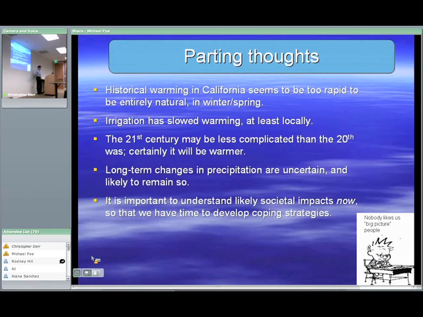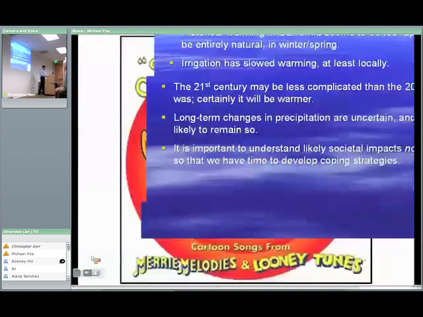Changes in precipitation are uncertain, and I'm really not optimistic about narrowing that uncertainty. I did show you though that a lot of the impacts on the hydrological cycle result from warming and are pretty robust. So it would be important to understand what the societal impacts are likely to be, so that we have solutions ready if and when we need them.